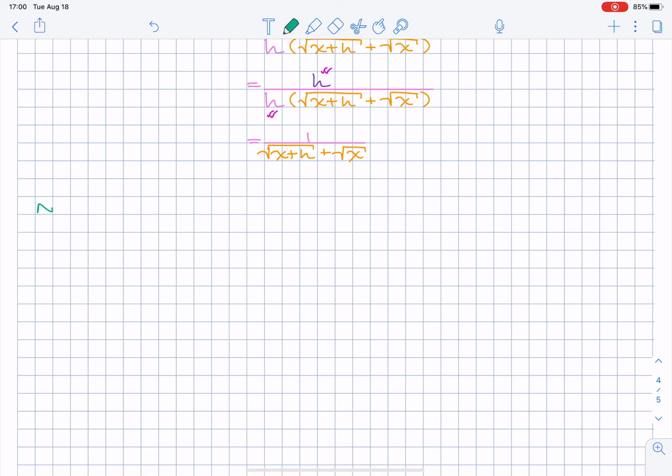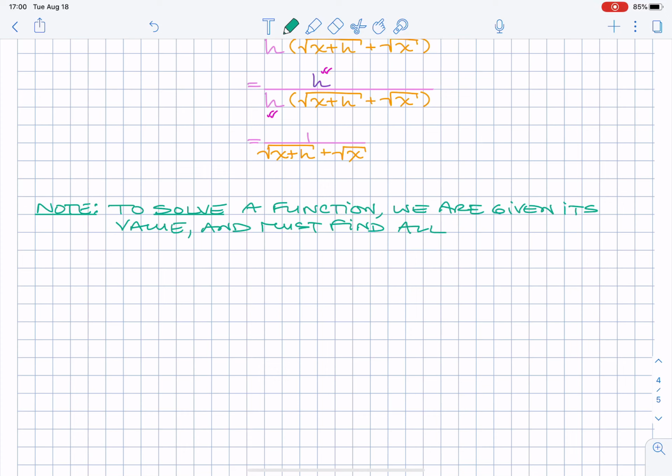Let's note. Okay, so to solve a function, so to solve versus evaluate, so now we're on to solve. So to solve a function, we are given its value and must find all values of x for which it holds true.